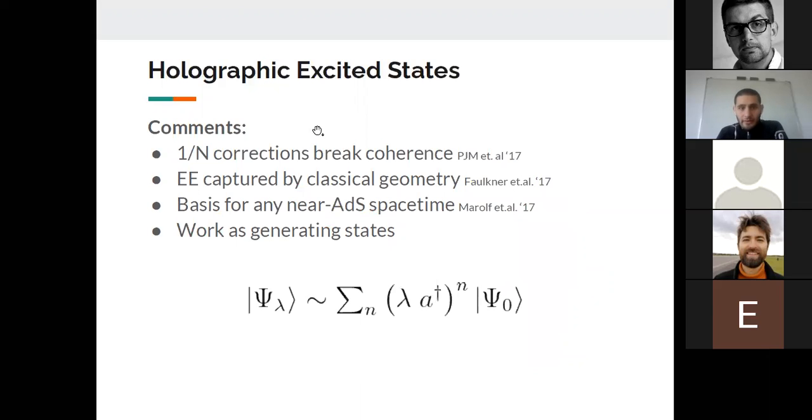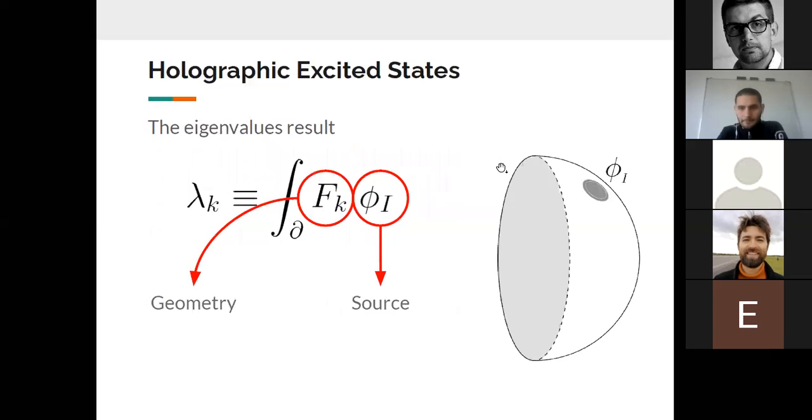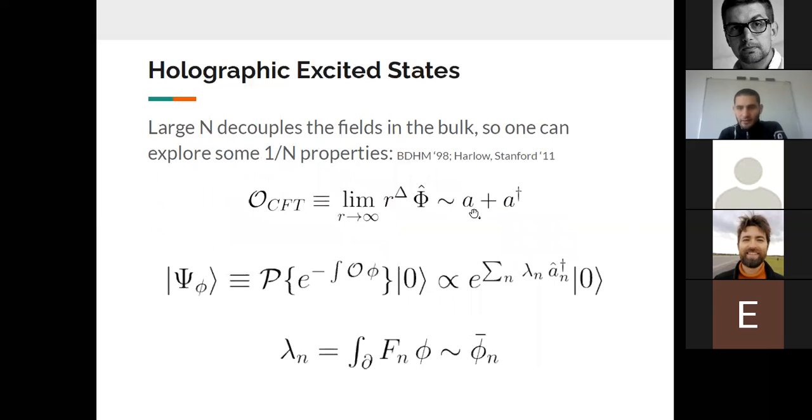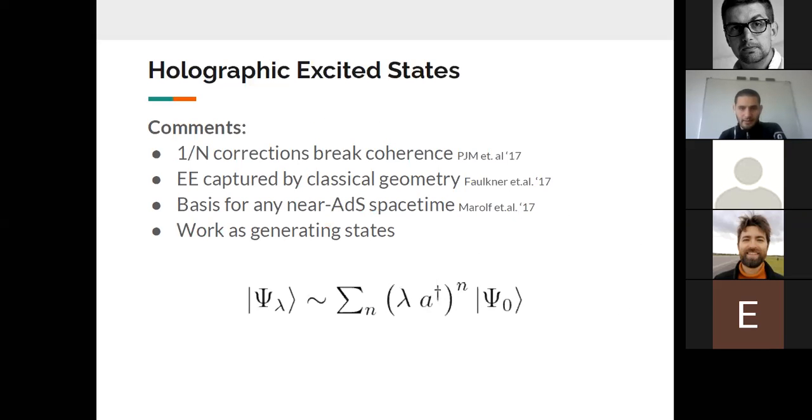So, final comments on the holographic excited states. Once one adds 1/N corrections, the coherence breaks. You can see this here. If you are not exactly at N equals infinity, you will get corrections in terms of a squared, a dagger squared, and higher powers of this. So at 1/N, for example, you will more likely end up with squeezed states. But if you keep on adding 1/N corrections, coherence will break down. So these are not by construction coherent states, but just in the large N limit, they are a good approximation of it.